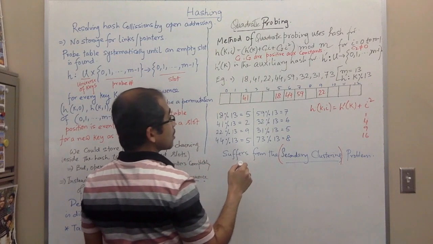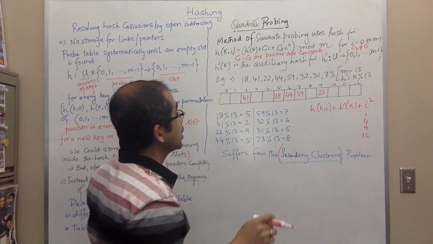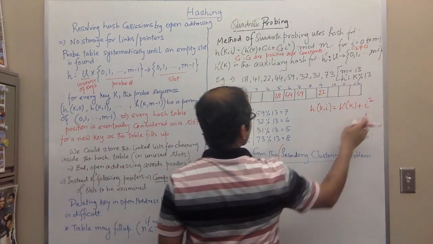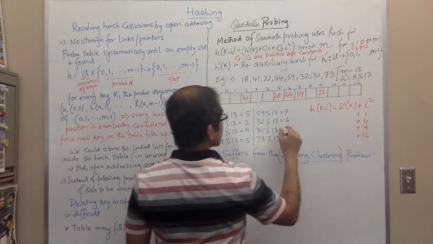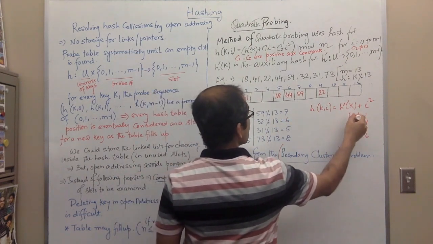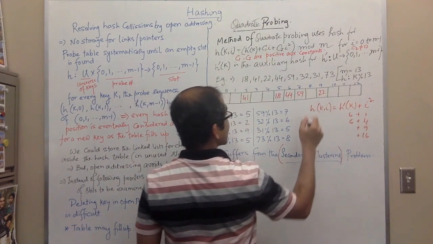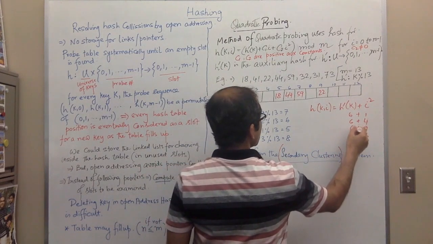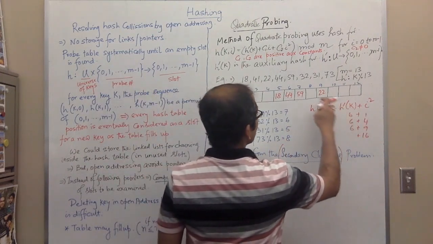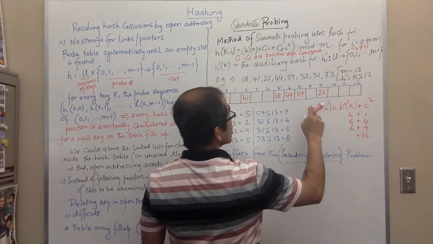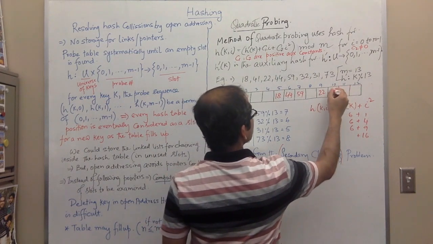Then 32 goes to position 6, and 6 is full, so initially we go to the plus 1 position. That is 6 plus 1, which is 7, and 7 is full. Then we go to 6 plus 4, that is 10, which is empty, so 32 will go to position 10.